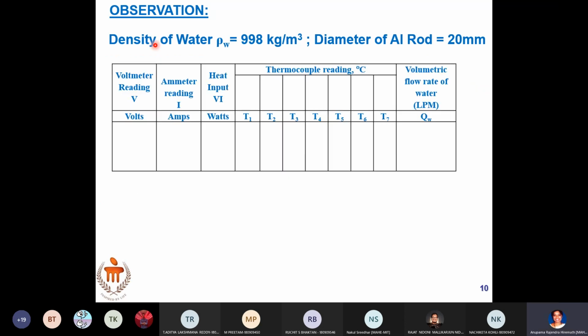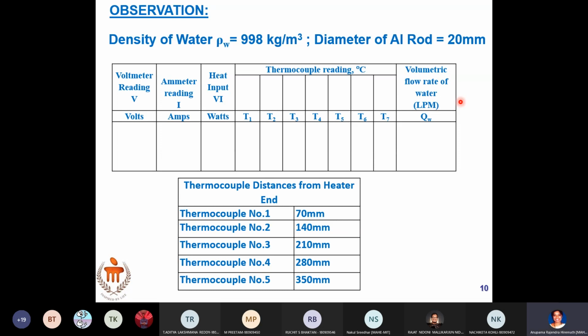Observation: what you are going to note down is this. This is the observation table. Voltmeter reading you will write, ammeter reading you will write. Then multiplying these two, you will find out the heat input. All the thermocouple readings and the volumetric flow rate of water. So these are the observations that you will make near your experimental setup.